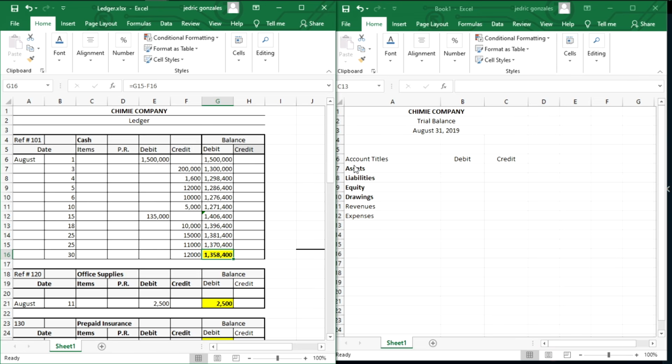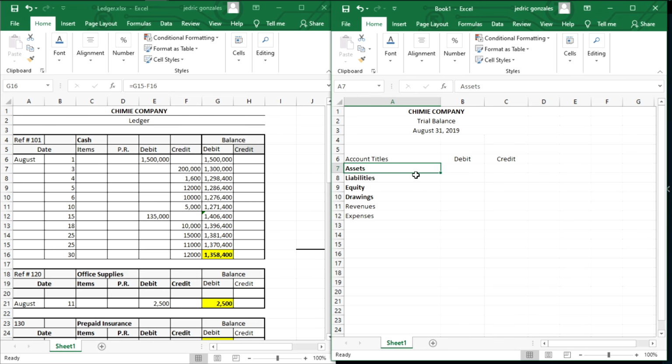Ang pagkakasunod-sunod niya, unahin muna natin ang mga assets. The next are the liabilities, and then the equity or the capital, and then the drawings or the withdrawals. Kung mapapansin nyo, ito yung mga elements sa balance sheet. And then after that, yung elements naman ng income statements, which are the revenues and then the expenses. Yan yung pagkakasunod-sunod niya. Okay, lagay natin siya dito sa part na to as our reference.